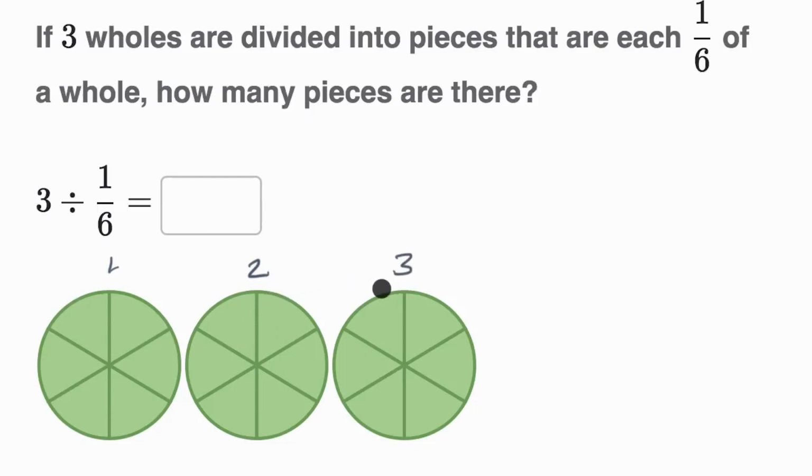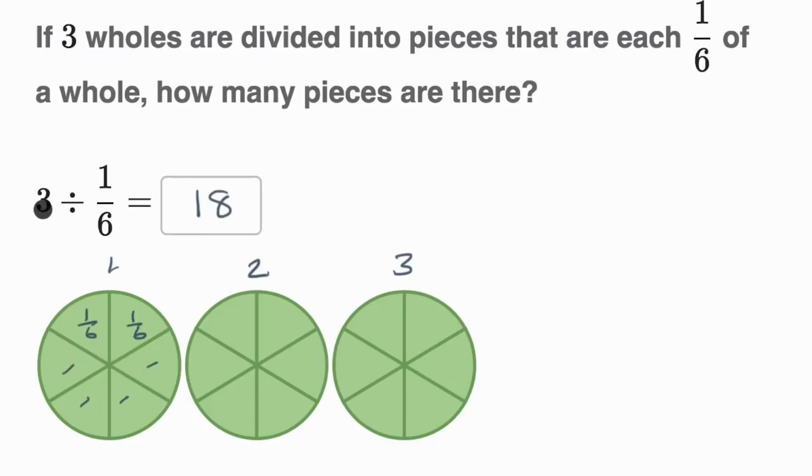And then we have divided them into pieces that are each 1/6 of a whole. This is a 1/6 right over here. This is a 1/6 right over here. So each of these are 1/6. And so if we look at this, we have 6 sixths in a whole. And so in 3 wholes, we're going to have 6, 12, 18 pieces. And you could literally just count these up, but it makes sense.